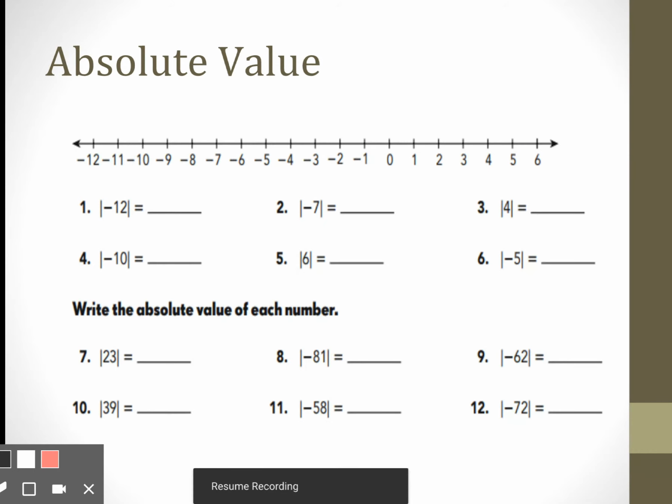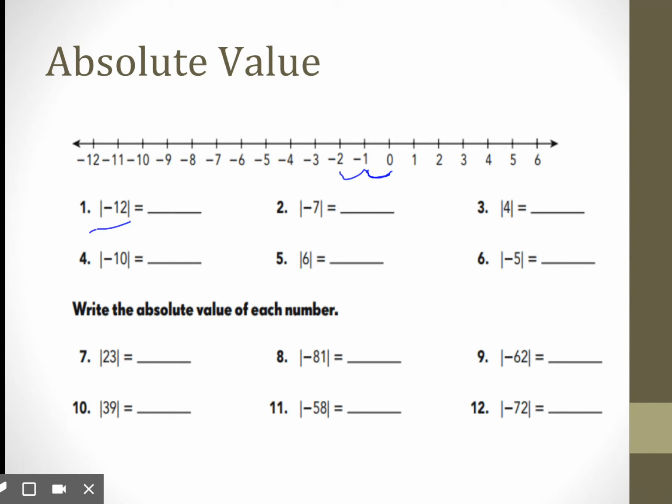So let's practice here using absolute value with the number line. You can count. Start at 0 for -12 here. 1, 2, 3, 4, 5, 6, 7, 8, 9, 10, 11, 12. So the absolute value of -12 is 12.